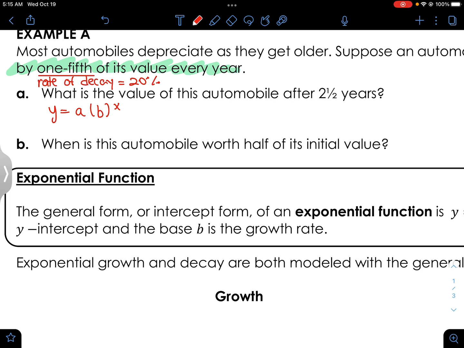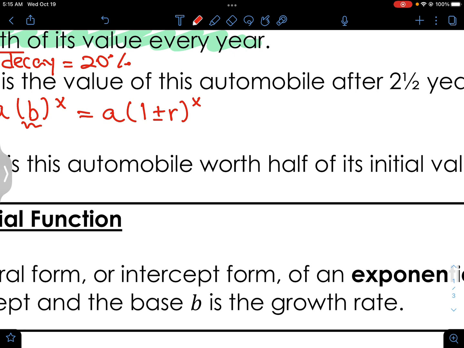And when we are dealing with these problems that have depreciation or appreciation for cars or any type of product, what we know is that this value for B really is going to be A times 1 plus or minus R raised to the X power. This plus or minus tells you whether you're using growth or decay. If you're growing, you're going to have 1 plus R because you want to have 100% plus the rate at which you're growing. If you are decaying, you'd have 1 minus R. A is going to be your initial value every time.